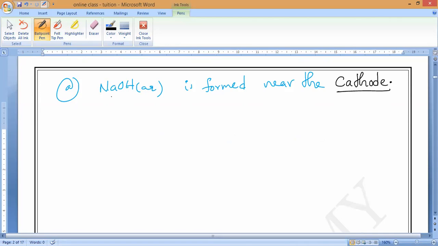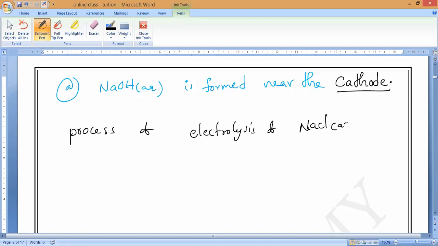Yes. So all the products of electrolysis of sodium chloride solution, like chlorine gas, hydrogen gas, as well as sodium hydroxide, are collected separately and we can store them separately. Now you can see the process of electrolysis of sodium chloride solution. What is it called?